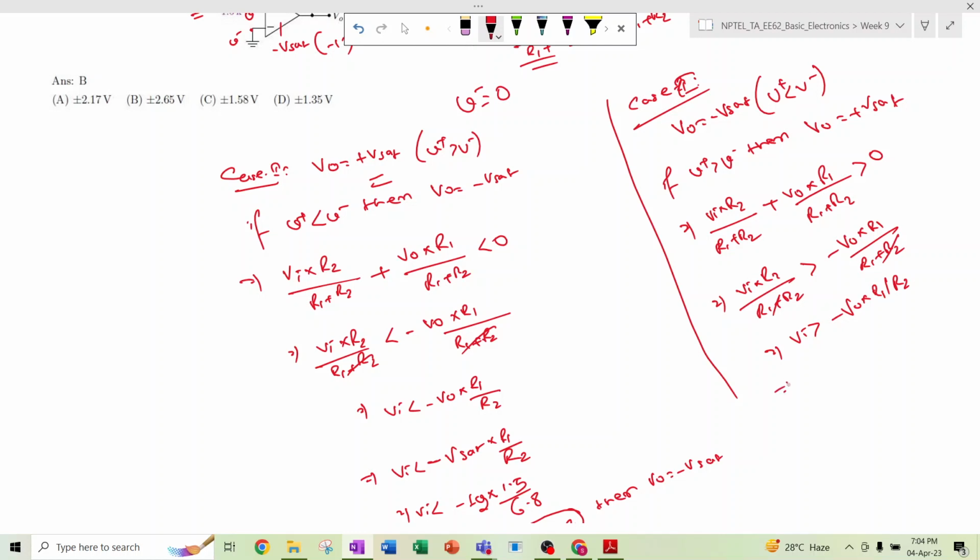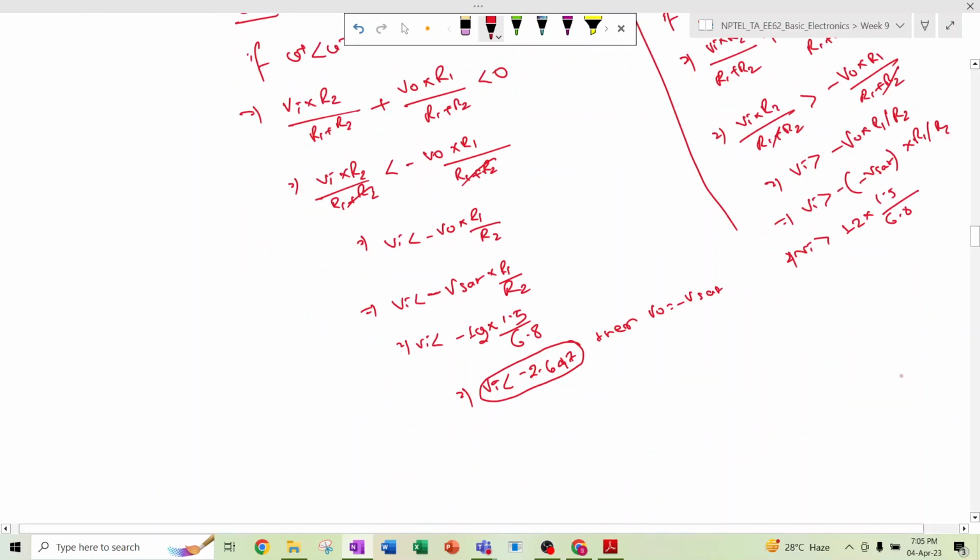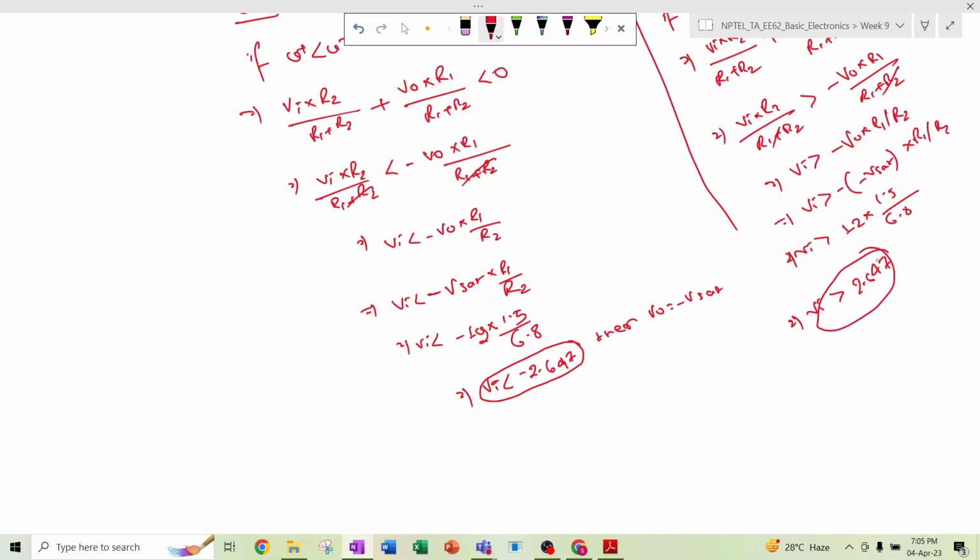That means now the VO is minus VSAT. So minus and minus becomes plus, so VSAT into R1 divided by R2. That means Vi is greater than VSAT into R1 by R2, which is 12 into 1.5 divided by 6.8. So that means the Vi should be greater than 2.647. Then only the VO goes to plus VSAT.